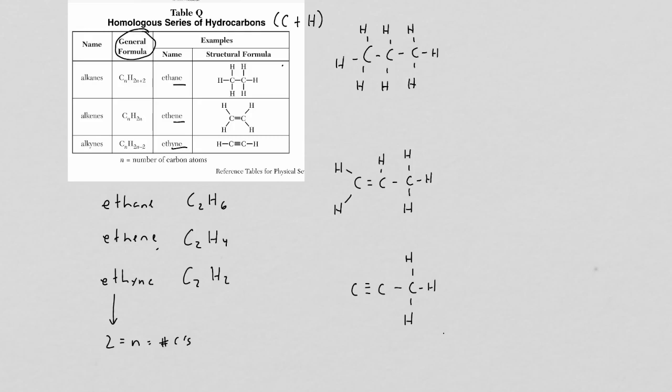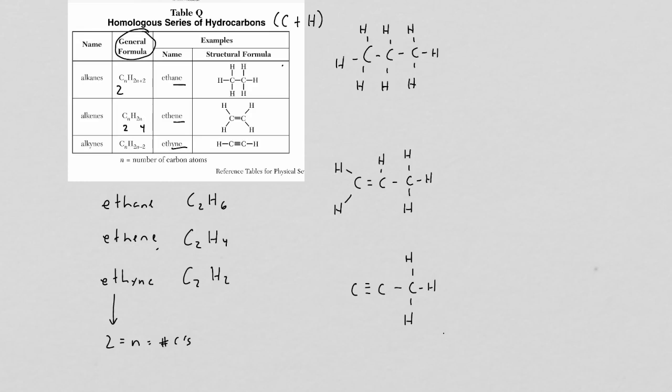So ethane has the formula C2H6, and it matches the general formula. Watch. If n is 2, then the number of H is going to be 2n plus 2. So what's 2 times 2? 4. What's 4 plus 2? 6. So ethane has the formula C2H6. All alkenes have a general formula of CnH2n. So if it's an alkene, if the carbon is 2, the H is going to be 4, which is what ethene has. For alkynes, if the carbon is 2, the H's are 2n minus 2. So 2 times 2, which is 4, minus 2, and 4 minus 2 is 2.